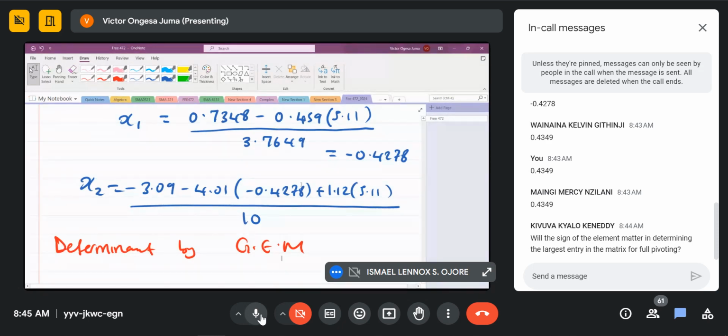No, this one I had said just work out to 4 significant figures. In the exam, if you have such a question, I will specify.